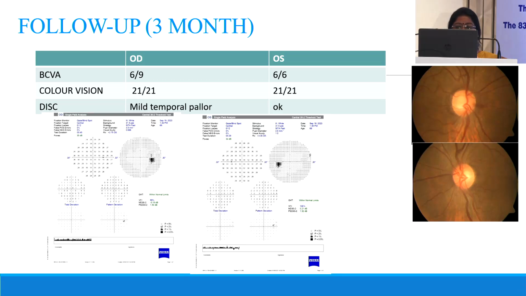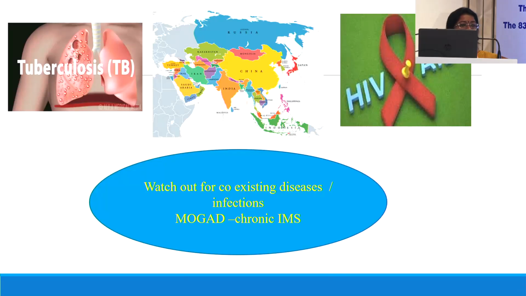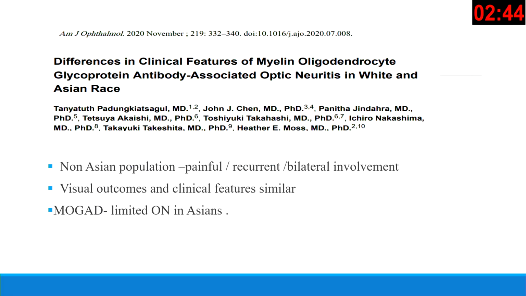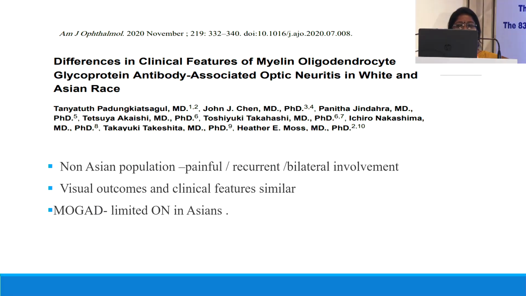So in our part of the world, when we are going to consider chronic immunosuppression, always rule out the whole spectrum of infectious diseases, because that's going to give us a lot more problems than the immunosuppression per se. And in the literature also, there are a lot of differences. This is an article which compared white versus Asian race in the MOGAD spectrum, and they found that the non-Asian population had more recurrent, painful, and bilateral involvement, and the vision outcome and clinical features were almost similar, but MOGAD most of the time had a limited optic neuritis in Asians.